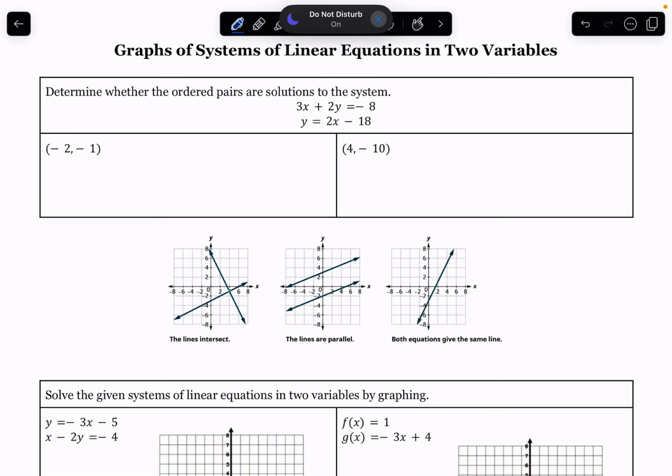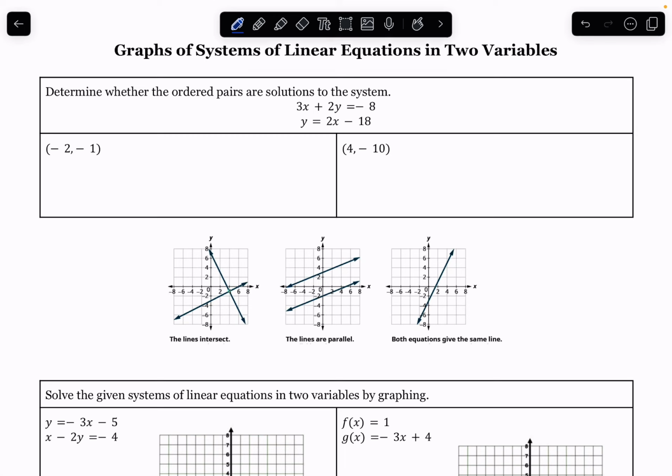This video is over section 10.1, graphs of systems of linear equations in two variables. This first section says determine whether the ordered pairs are solutions to the system 3x plus 2y is equal to negative 8 and y equals 2x minus 18.